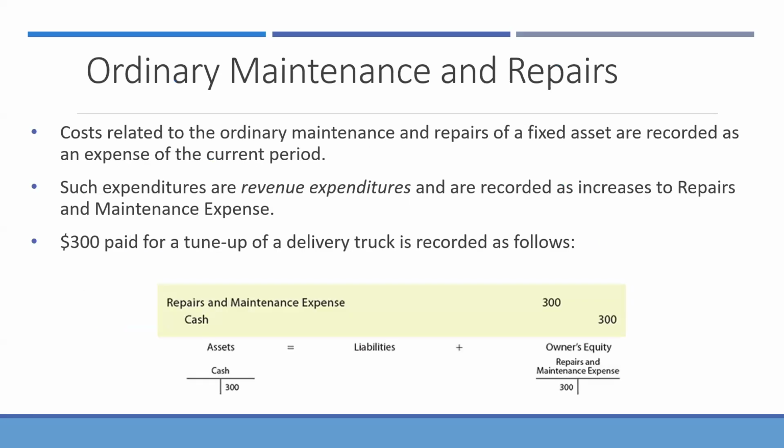So ordinary repairs and maintenance is recorded as an expense for the current period. Think debit repairs and maintenance expense, credit cash. So just for a tune-up of the delivery truck, that's very clearly in the current year. Oil change, whatever.